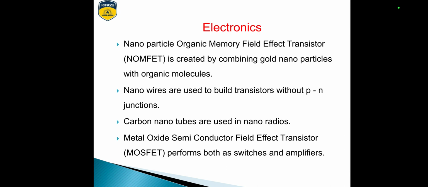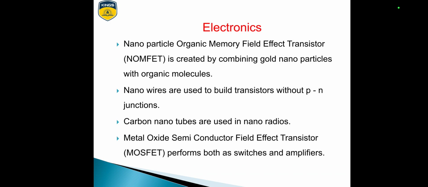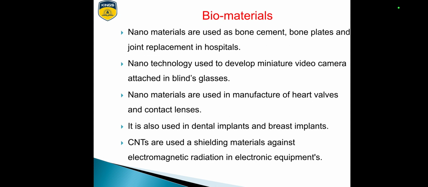In the electronic industry, the nanoparticle organic memory field effect transistor is created by combining gold nanoparticles with organic molecules. Nanowires are used to build transistors without p-n junctions. Carbon nanotubes are used in nano radios. Metal oxide semiconductor field effect transistors perform both as switches and amplifiers.